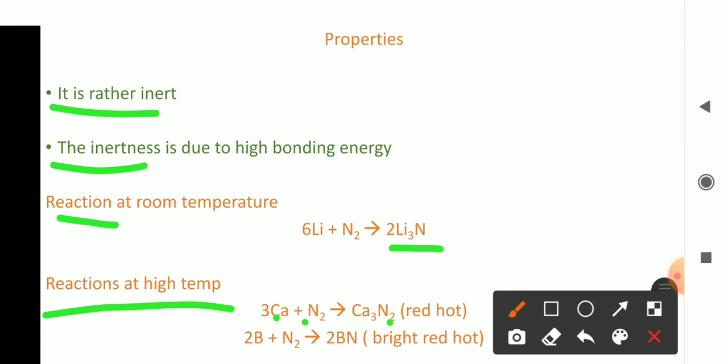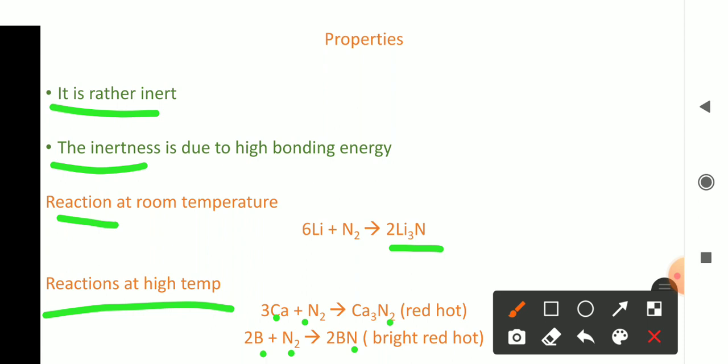Okay, so when calcium reacts with nitrogen, the product is calcium nitride, and in the same way when boron reacts with nitrogen, the product is boron nitride. Here the temperature is more than red hot, so it is given by the term bright red hot. Okay, so these are the reactions of nitrogen with metals.